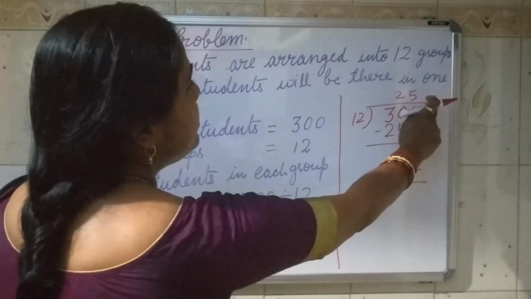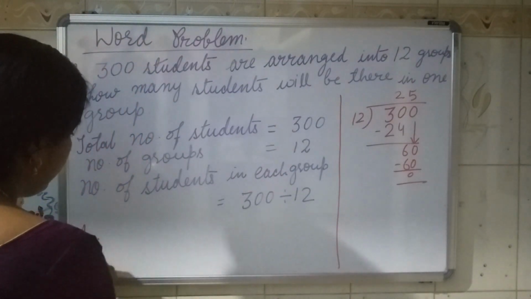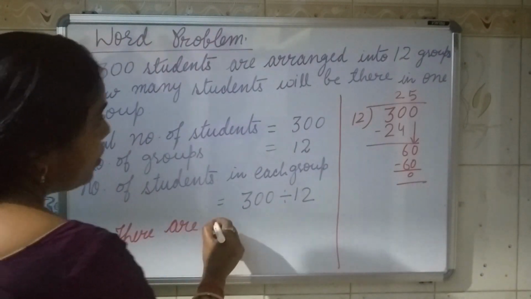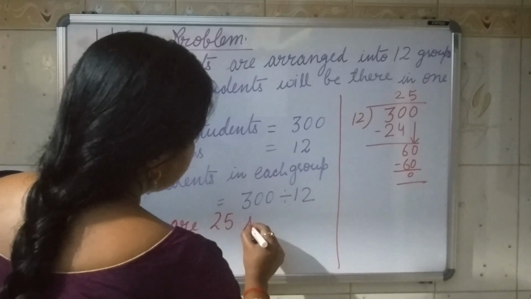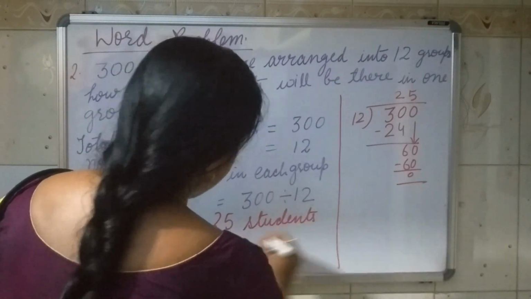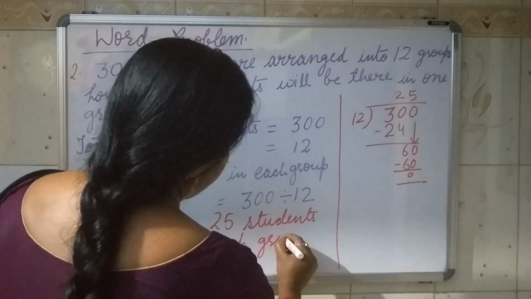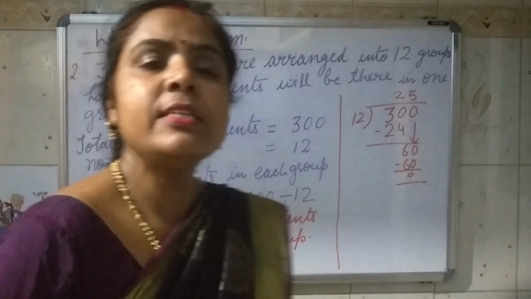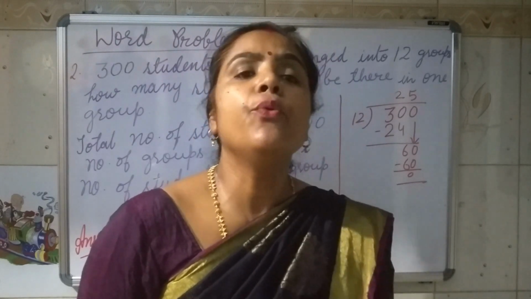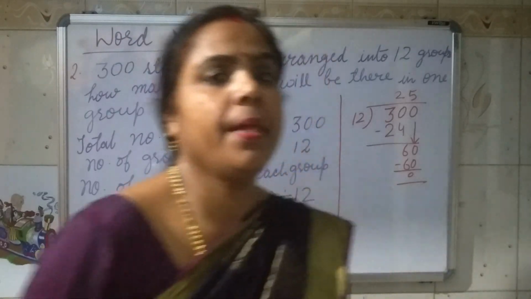So how many students are there in one group? The answer will be, there are 25 students in each group. So this is all about the word problem. I have explained 2 questions to you. Now you can frame your own question. Ask your papa and mummy to make a question and you can solve it on your own. Okay.